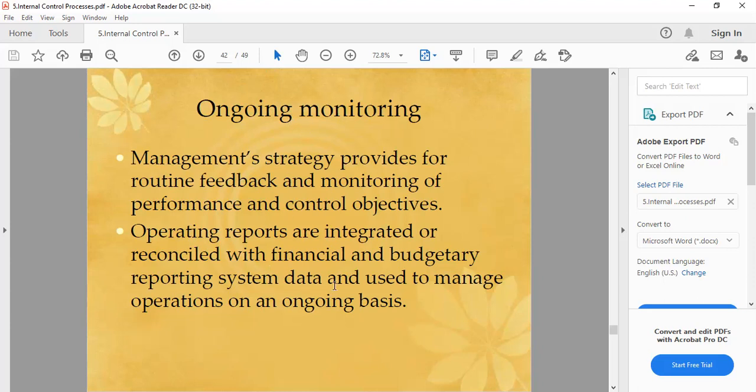Then operating reports are integrated, meaning they are incorporated, or form part of, or are reconciled with the financial and budgetary reporting system data and used to manage operations on an ongoing basis. So the reports do not stop from there. They should also be actually implemented and integrated, forming part of the actual operations, especially for the next planning stage and implementation, or the management function from planning to controlling.